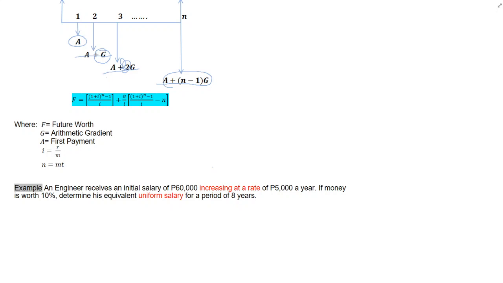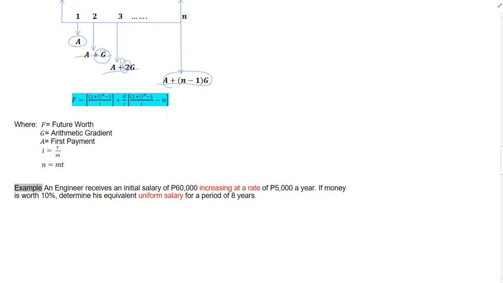So if we have here the formula for the future worth of the gradient series, that is equal to (1 plus i) raised to n minus 1 over i. So that comes from the formula of the annuity plus gradient over the i, which is your interest rate, multiplied by (1 plus i) raised to n, and then your n there is periods in years, of course, again. So that is minus 1 divided by the interest rate minus the interest period.